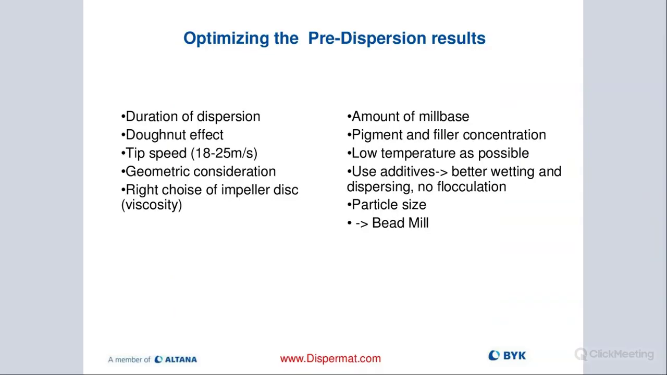Okay, so critical here is optimizing our predispersion results. So obviously the length of the predispersion process, so usually 15 to 30 minutes. If you go in larger batches, sometimes 45 minutes is reasonable. We want to ideally see the donut effect, but if you don't have it, doesn't mean you're not predispersing.